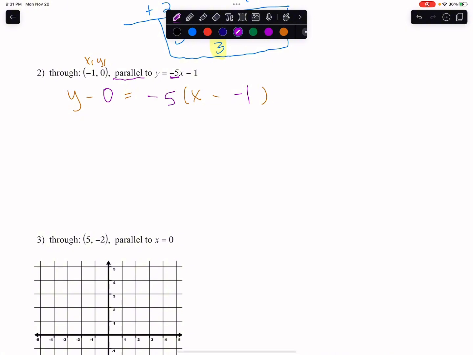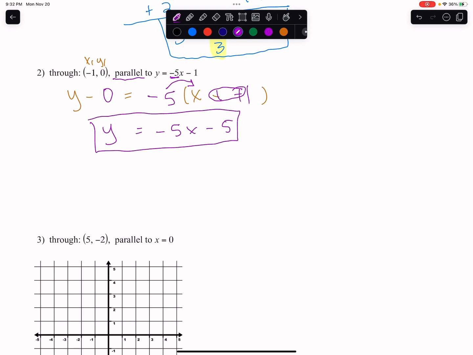Okay, so this ends up becoming negative 5x. Double signs. So negative 5 times a positive 1 is negative 5. And then y minus 0 equals just y. And what a coincidence, this one was easy for us. Okay, now this next one.